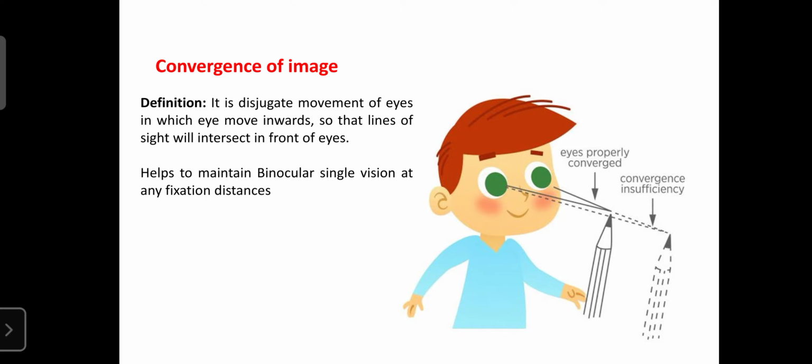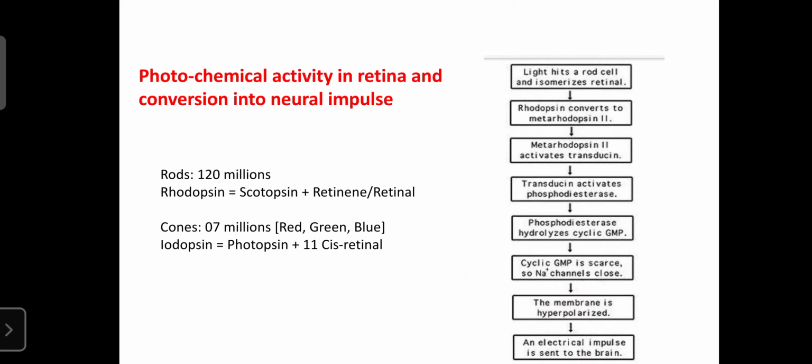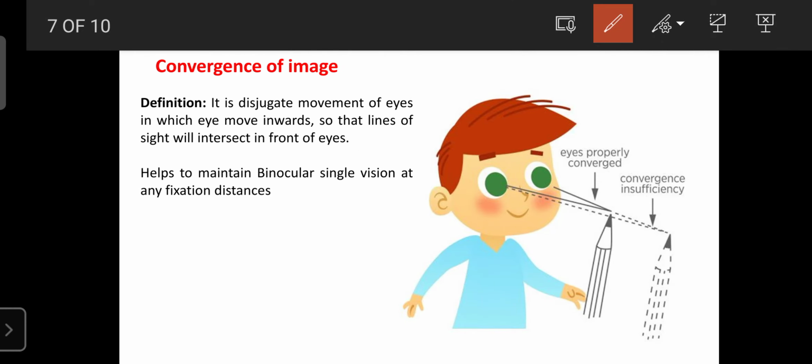Due to the movement of the eyes inwards, both eyes can focus on a single image. That's why a single image falls on the retina. So the adjustment of the movement of the eyes in the same direction, or at a fixed distance, is known as the convergence of the image.